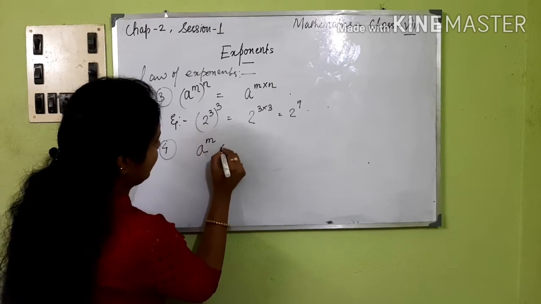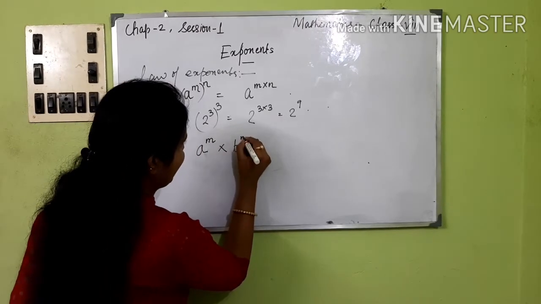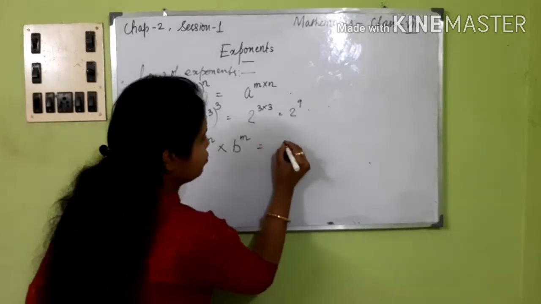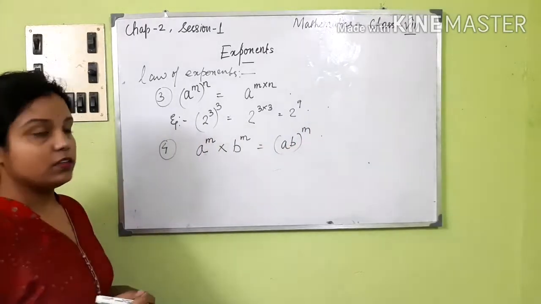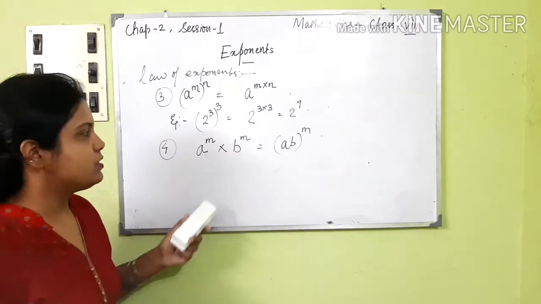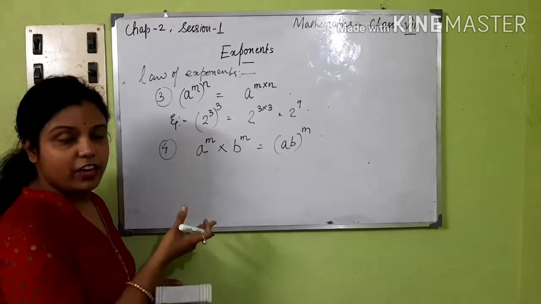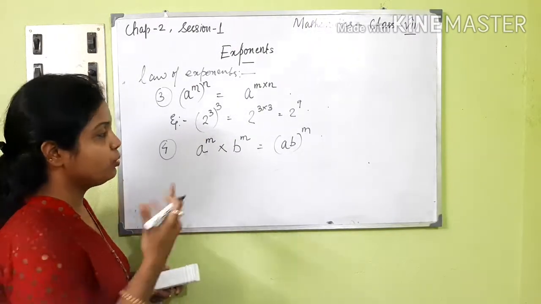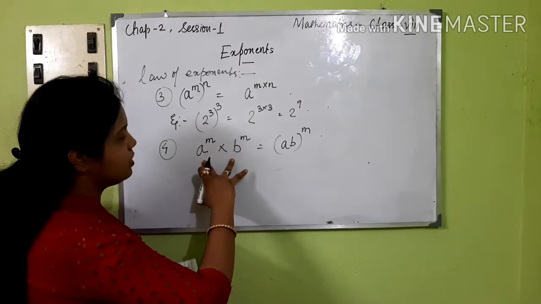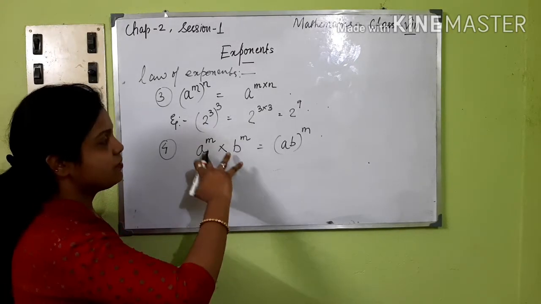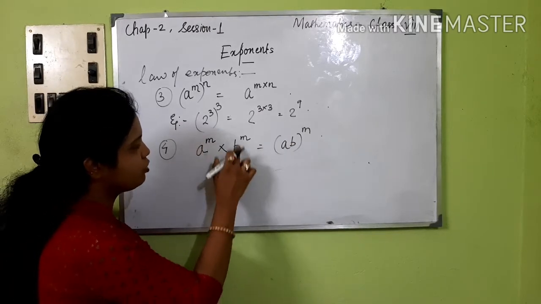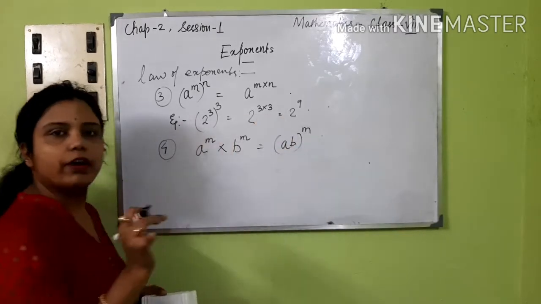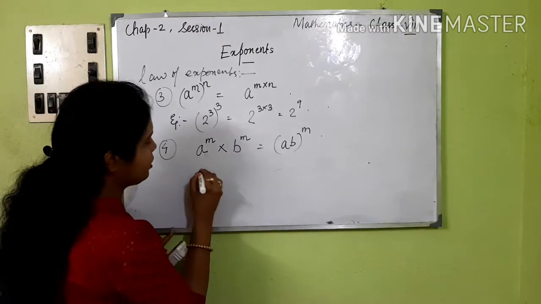m into b to the power m equal to ab to the power m. Okay, how? What is the example of this? You might say, I have said before that here the bases have to be the same, and powers get multiplied or added up. How come a to the power m into b to the power m is ab to the power m? Now, a small example to make you understand.